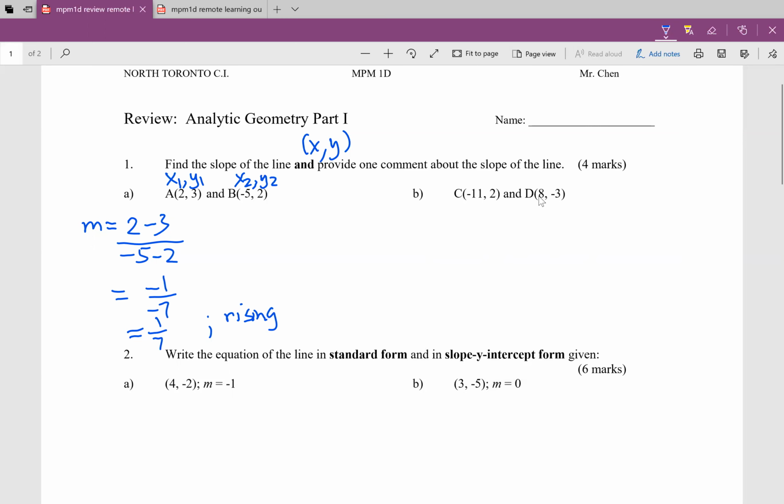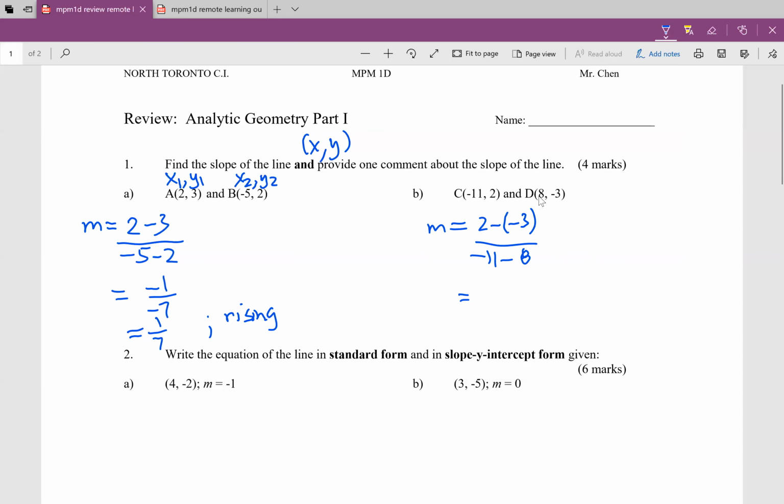With question B, we're going to do it the other way around, just to show you it does not matter which point we choose to be the first point. My apologies. I meant to say make 2 minus -3 and -11 minus 8.